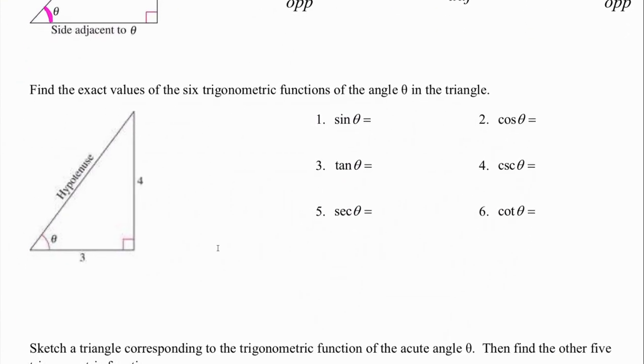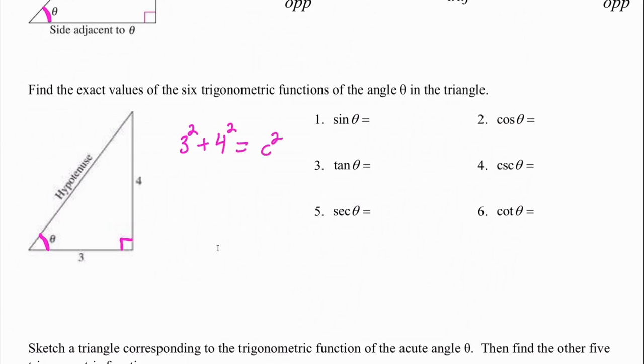So this says find the exact values of the 6 trigonometric functions of the angle theta in the triangle. So this is the angle we're working with here. The first thing we need to do is figure out what the hypotenuse is. We see that this is a right triangle, which means we can do the Pythagorean theorem. So our 3 would be a squared, 4 would be b squared, and we'll set that equal to c squared. So 3 squared is 9, 4 squared is 16, so we'd have 25 equals c squared. We take the square root to get that c equals 5. So that hypotenuse is going to be equal to 5.